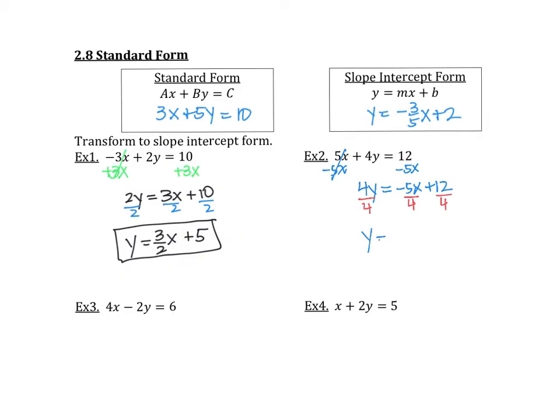Okay, y equals negative 5 divided by 4. I'm going to leave that a fraction. 12 divided by 4 is 3. Okay, this is slope-intercept form, and again, if I wanted to graph this, the slope is negative 5/4, and the y-intercept would be 0, 3.